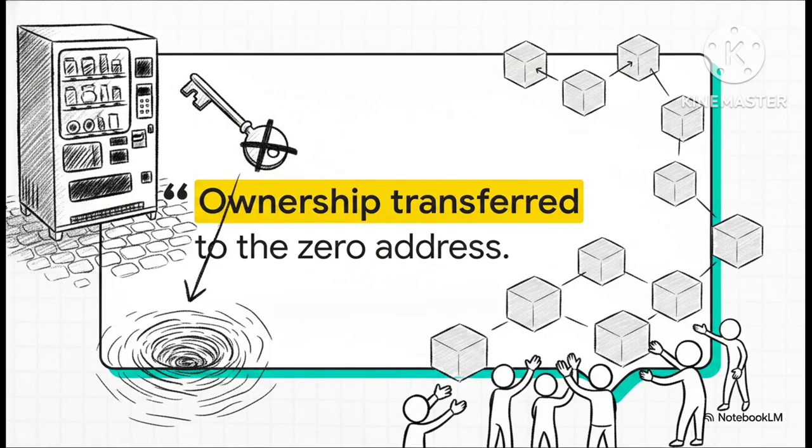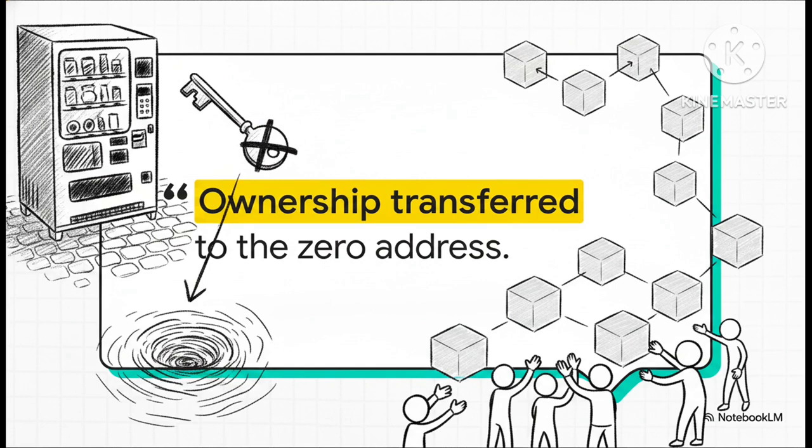Now, this is a concept that I find completely fascinating. Ownership transferred to the zero address. The source material makes a really big point of highlighting that the ownership of this smart contract has been officially renounced. So think of it kind of like a giant vending machine, right?